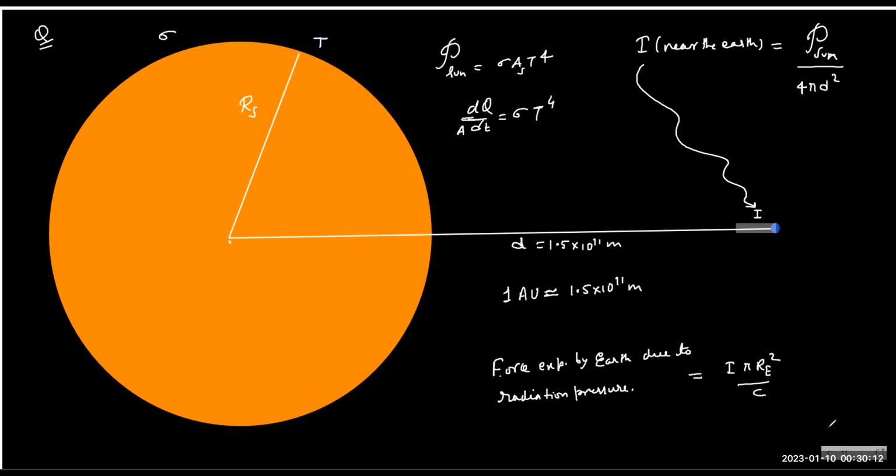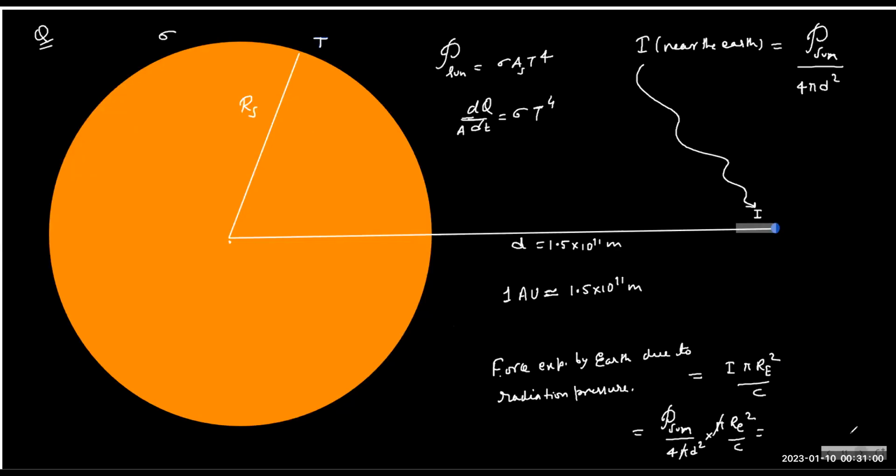Tell me guys, yes or no? Yes, sir. So no matter what, the earth is going to experience this force. And now I can substitute the I formula, which is P sun by 4 pi d square, the pi gets cancelled, and P sun we can write as sigma.